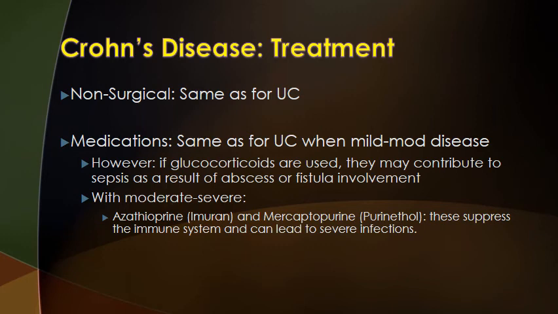With moderate to severe Crohn's, azathioprine, Imuran, and Purinethol are used. These suppress the immune system and can lead to severe infections. Azathioprine and mercaptopurine suppress the immune system, and so that can let infections become ugly.